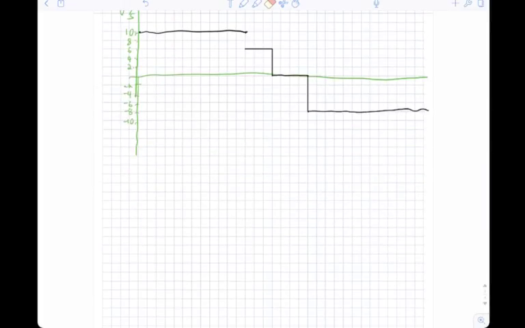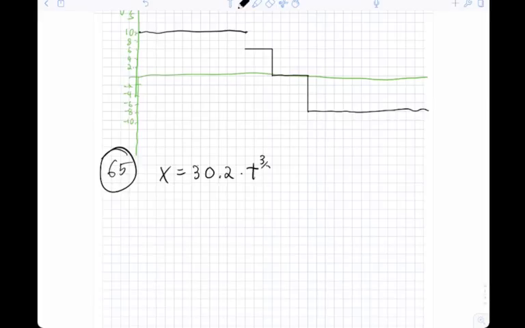Next question. So that's 55. Next question is 65. The question for 65 reads like this. A dragster's position as a function of time is given by x is equal to 3.0, no, sorry, there's no point there, 30.02 times t to the 3 over 2. Calculate its velocity at t is equal to 1 and t is equal to 4 seconds.